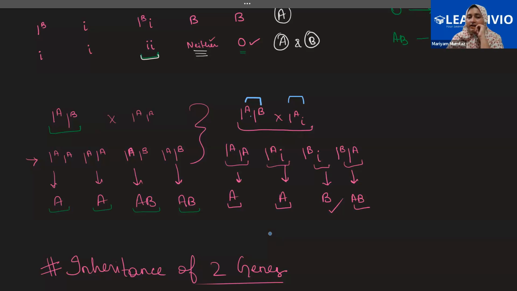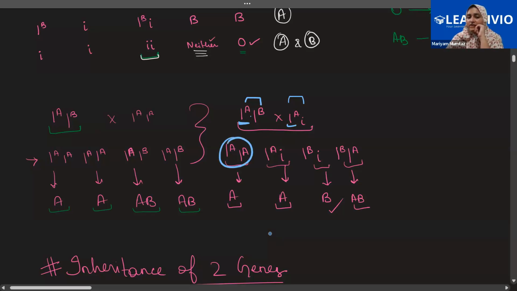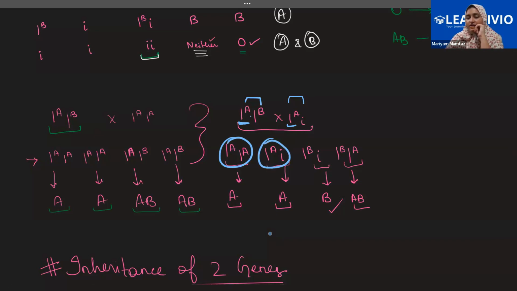For example, IA and IA. So we have one genotype. Then IA and small i. So we have the second genotype. Then IB and IA. So we have this one. And then IB and small i. So we have four genotypes. So this way only you will make the crosses.